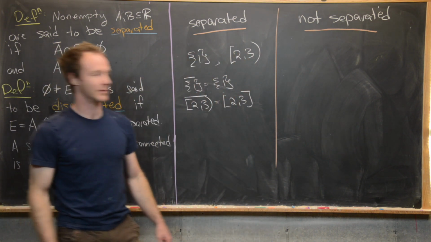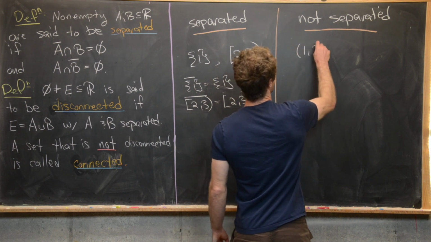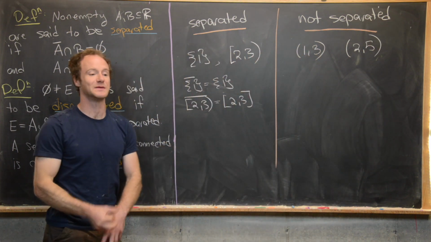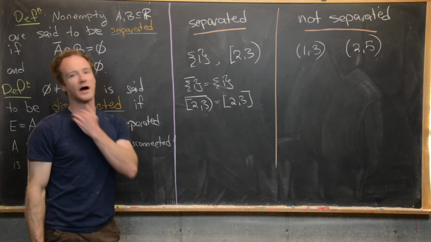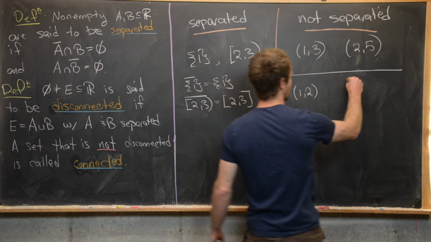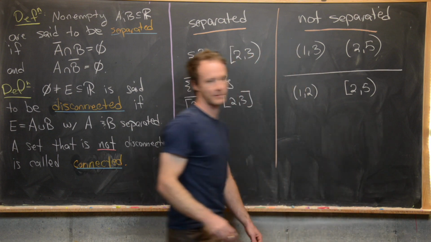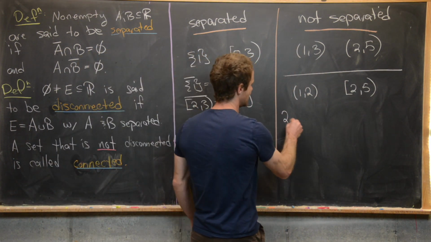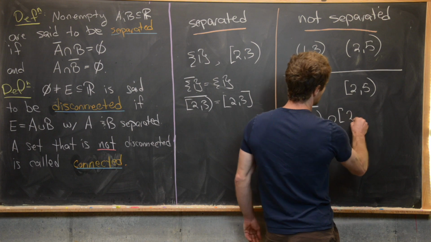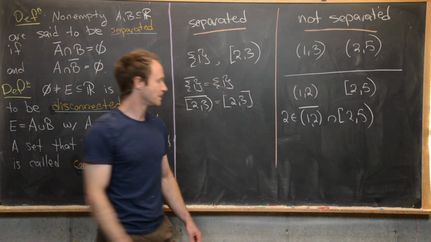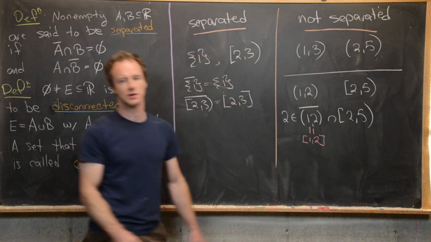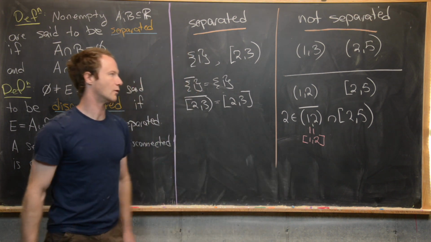Now let's look at some that are not separated. An obvious one would be the open interval (1, 3) and the open interval (2, 5). Those sets themselves intersect, which tells you that their closures also intersect. A more interesting example would be the open interval (1, 2) and the half open interval [2, 5). Notice that the number 2 is in the closure of the open interval (1, 2) intersected with the half open interval [2, 5). That's because the closure of the open interval (1, 2) is the open interval along with its limit points, so that's the closed interval [1, 2].